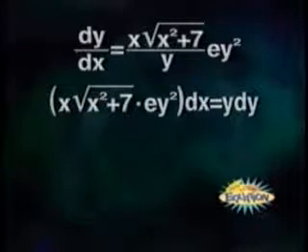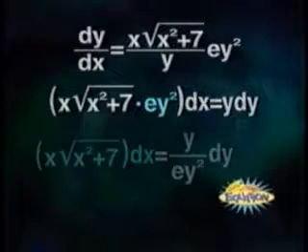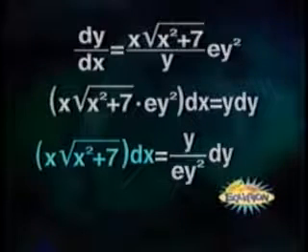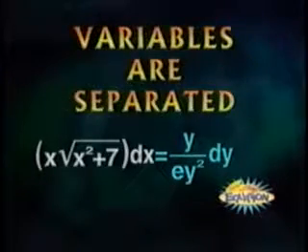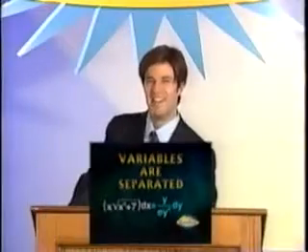Cross-multiplying here, we get x times the square root of x squared plus 7 times e to the y squared dx equals y dy. Now dividing by e to the y squared, we get x times the square root of x squared plus 7 dx equals y over e to the y squared dy. Now the variables are separated and the equation is all set to integrate. Again, just a slight adjustment and a complicated equation can be harnessed and solved.